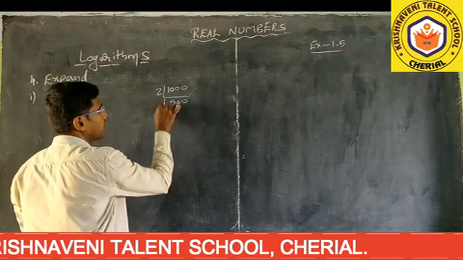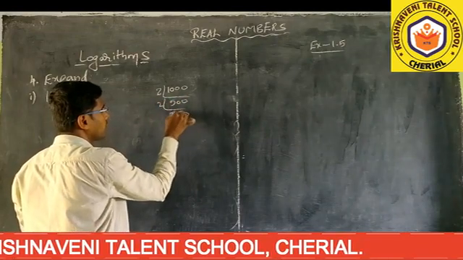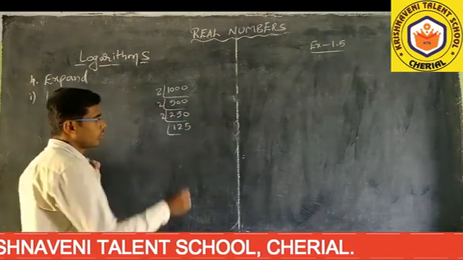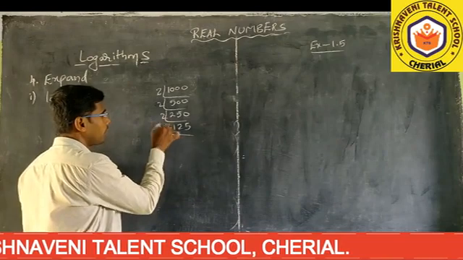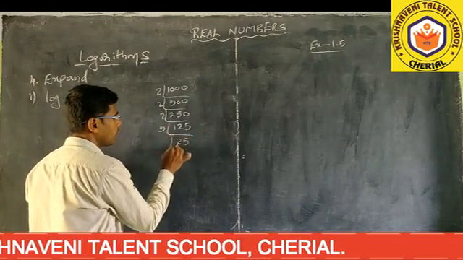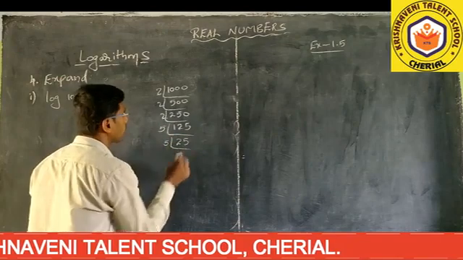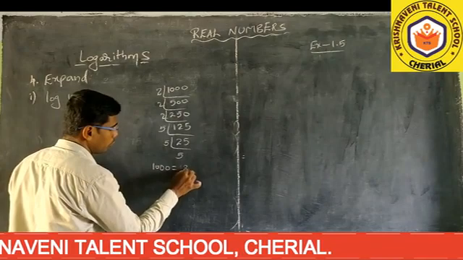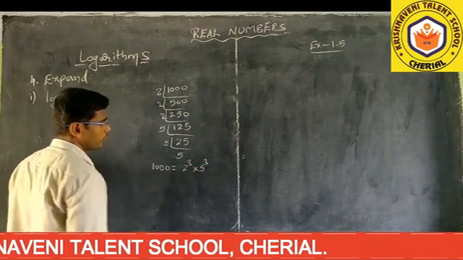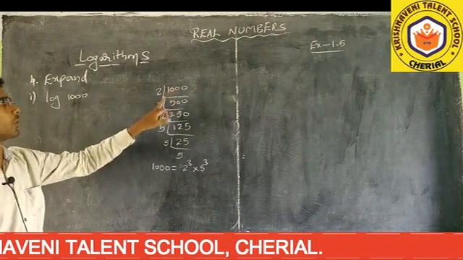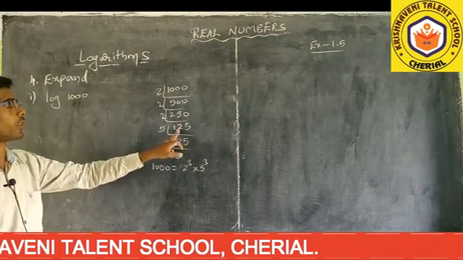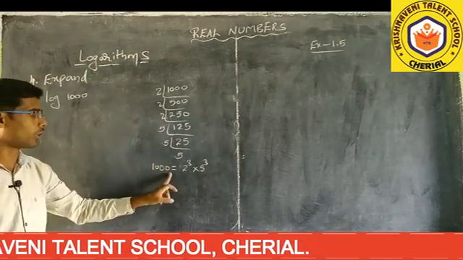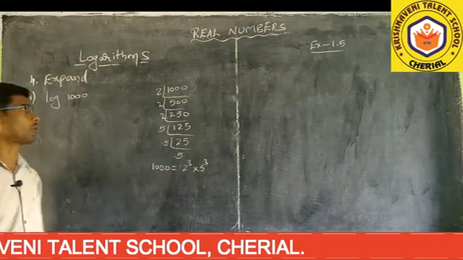2 500 next to 250 next to 125 next to 25 next to 5. So 1000, how can you write it? I can write it as 2 cube into 5 cube. 2 500 is 1000, 2 250 is 500, 2 125 is 250, 5 25 is 125, 5 5 is 25. So 1000 on the whole, how can we write? We can write it as 2 cube into 5 cube.